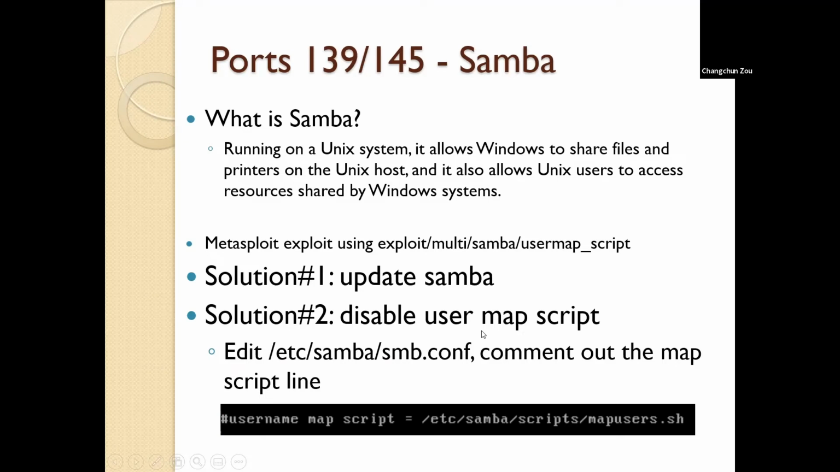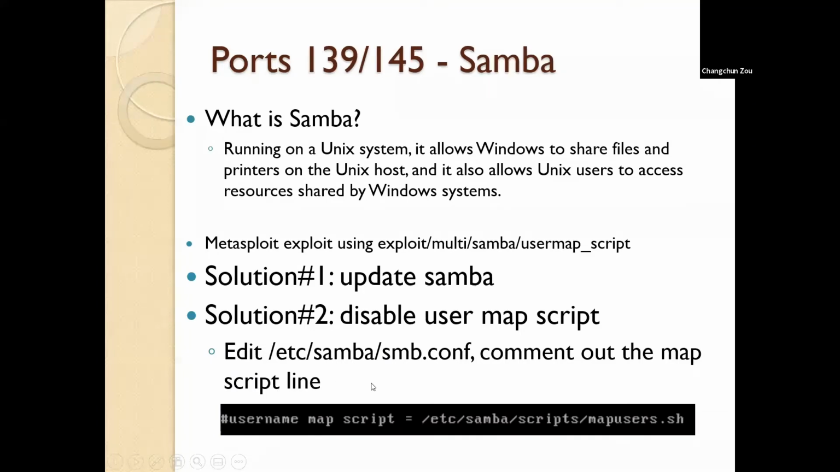Another solution is that you can disable the user map script. You can edit Samba's configuration file, again, you can see this smb.conf file. You can comment out this map script line. Of course, for a real service, you probably cannot disable this script because it has certain functionality. If you disable it, maybe other services you can still use, but this particular function will not be used anymore.